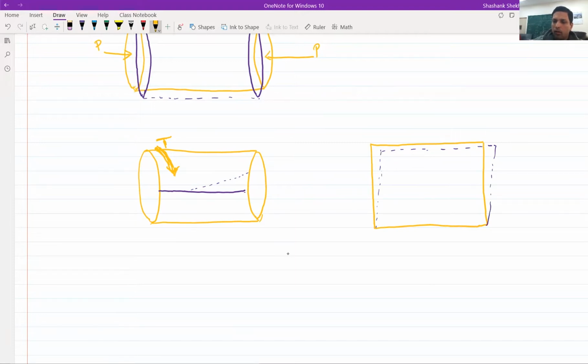So here the stress or the load is acting in this direction and the strain is acting like this. So this is called shear strain. And strain. So for what we have understood, what is strain?